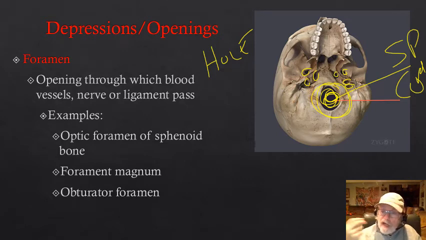In the back of the eye, in the back of the orbit, if we went back to the picture before, and unfortunately PowerPoint videos don't let me go back. What happens if I look at the back of the eye? There's also a little hole back there, and that's called the optic foramen. The optic foramen is where the optic nerve goes from the brain to the eye for vision.